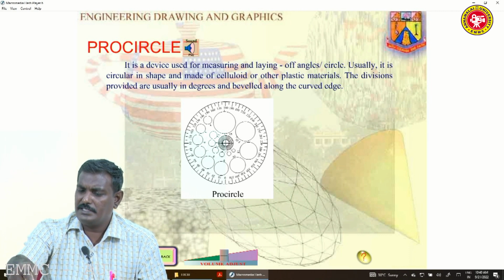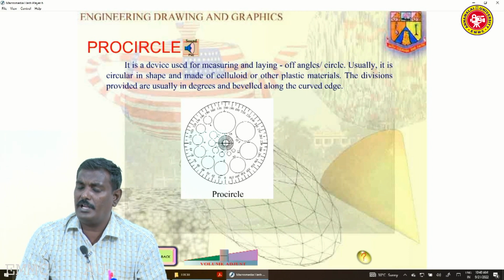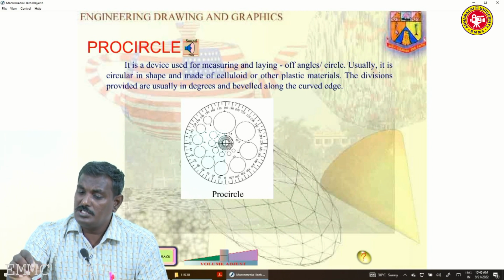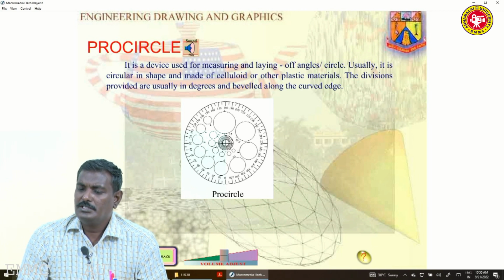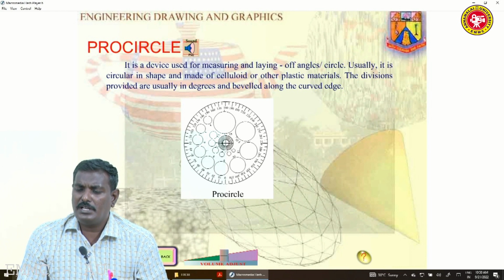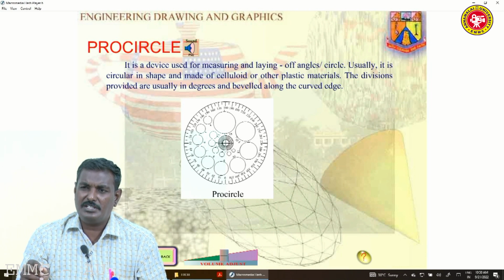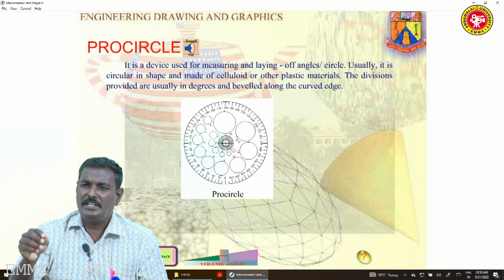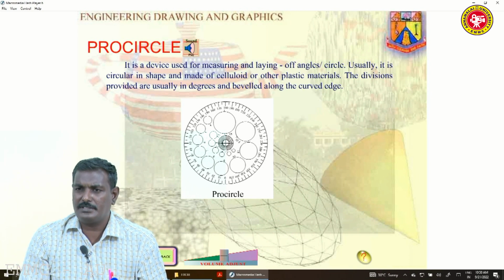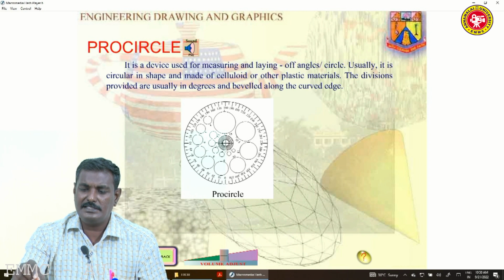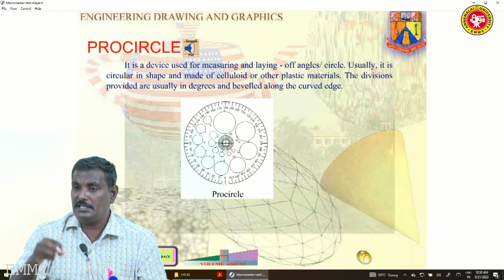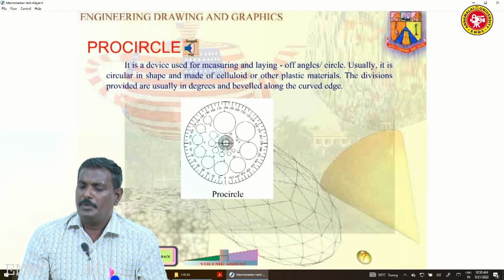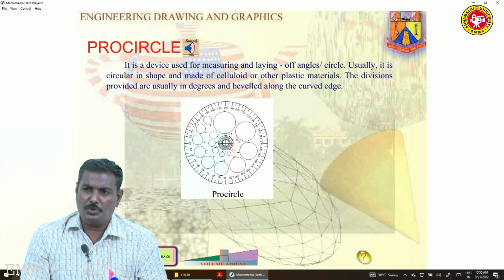4, 5, 6, 7, 8, 9, 10, 11, 12.5, 15, and small holes are also there, like 3.5, 3, 2.5, like this. So why do we have this? Suppose we are not able to make a small circle by use of a compass. At that time, using the standard sizes provided as holes, we can generate a circle. That is the use of the pro circle. We named it the engineering protractor, that is, the pro circle.